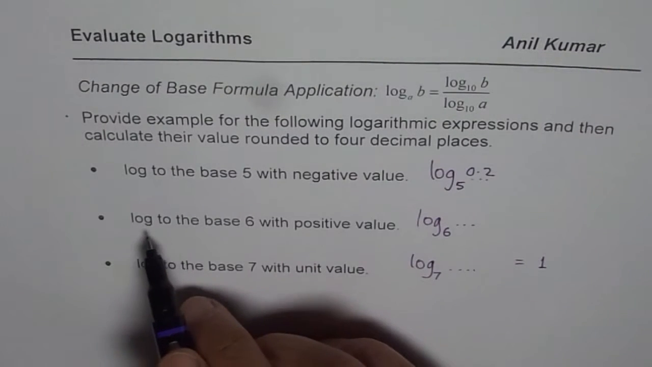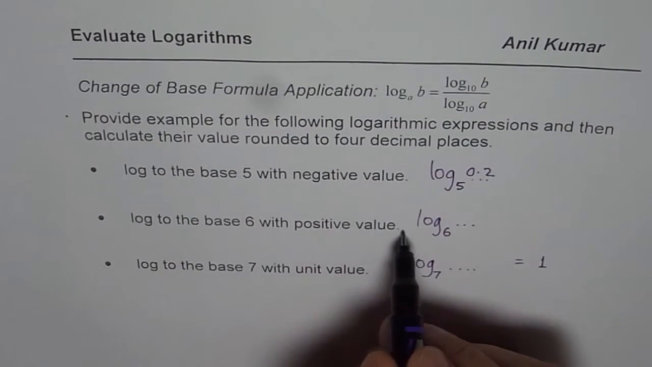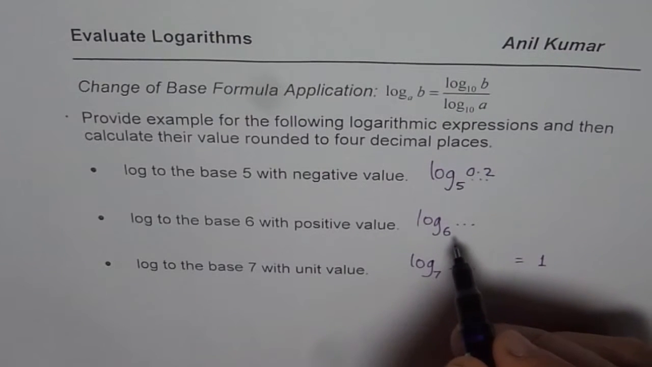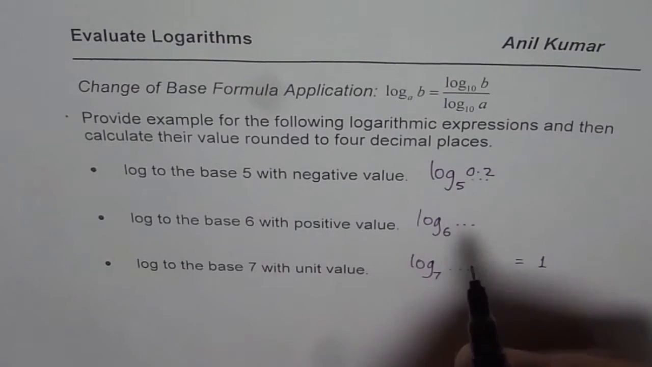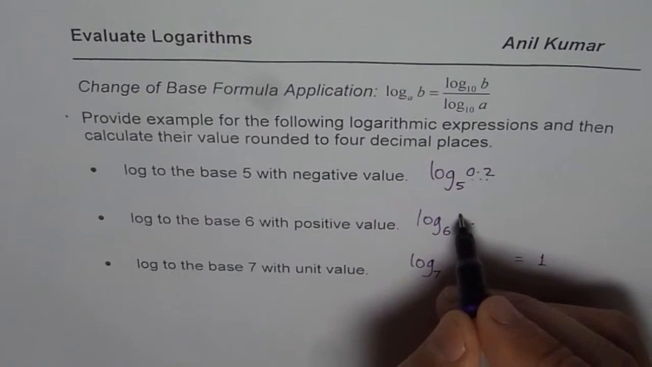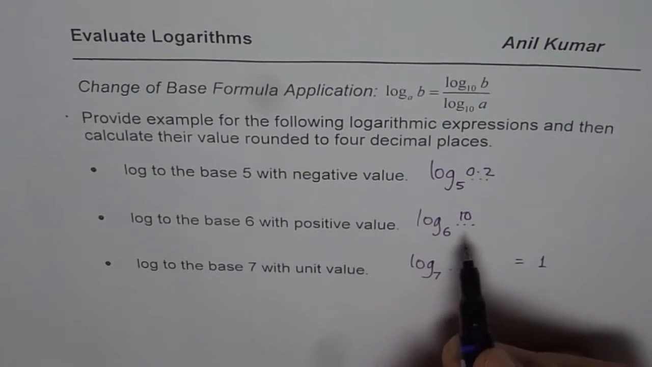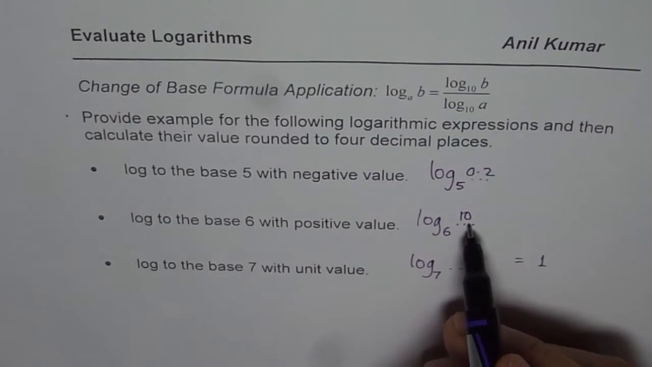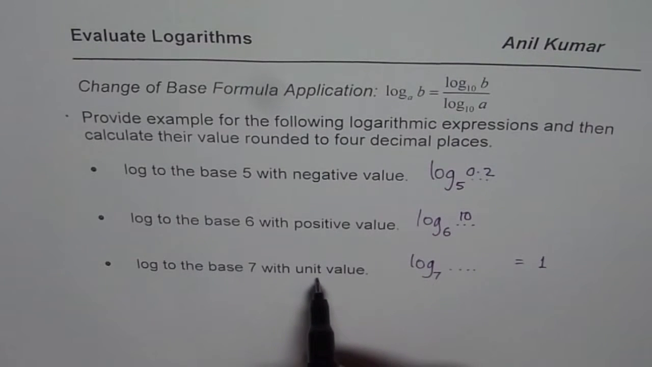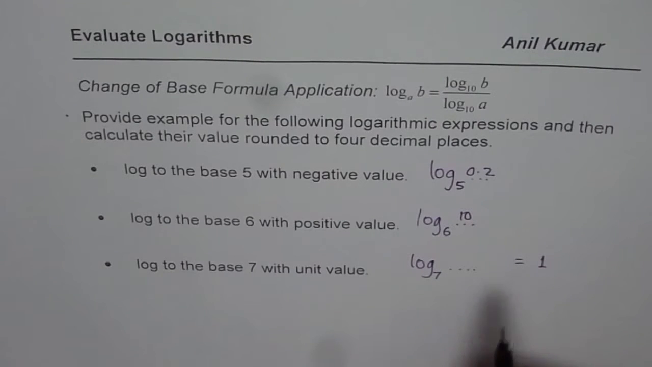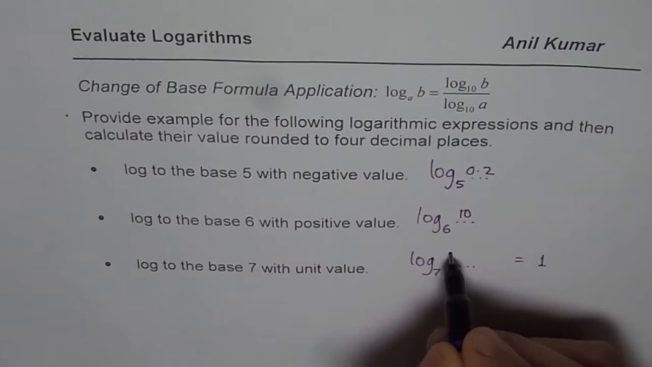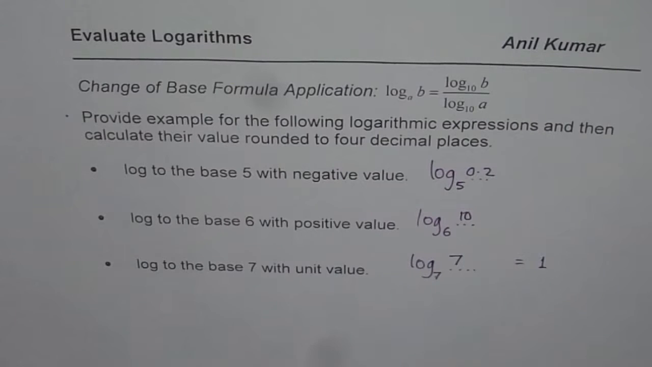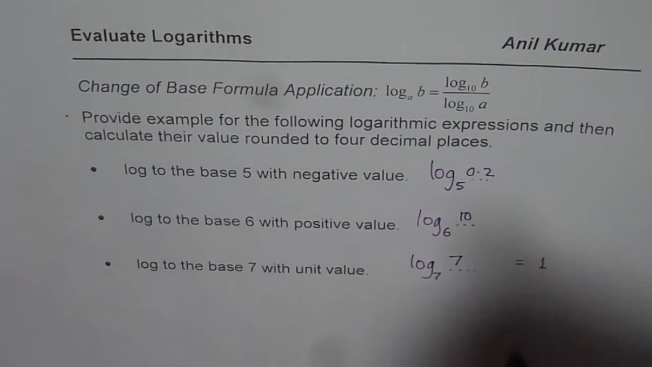Now here, log to the base 6 with a positive value. If we want a positive value here, well, we are using the calculator, so we could write some value like 10, okay? So it has to be more than 1. It will give a positive value. For getting unit value, unit means just 1, its base and the number should be the same, right? Then we get the value as 1, correct?